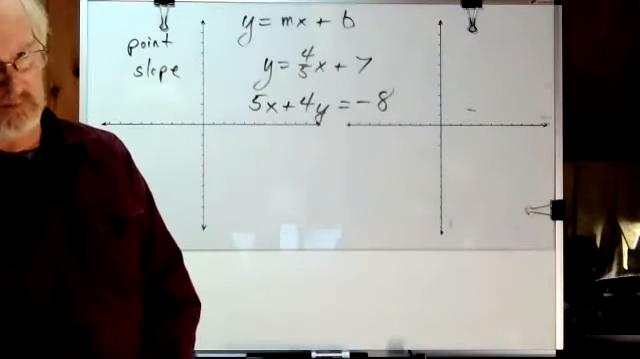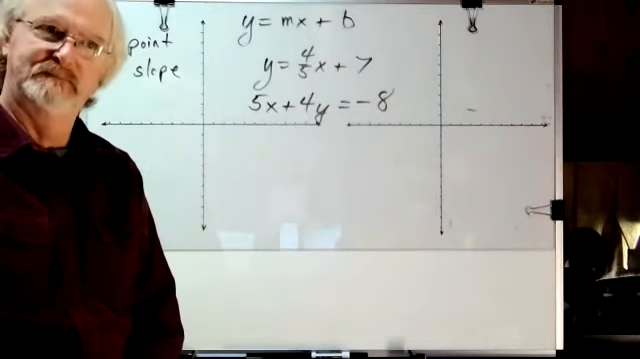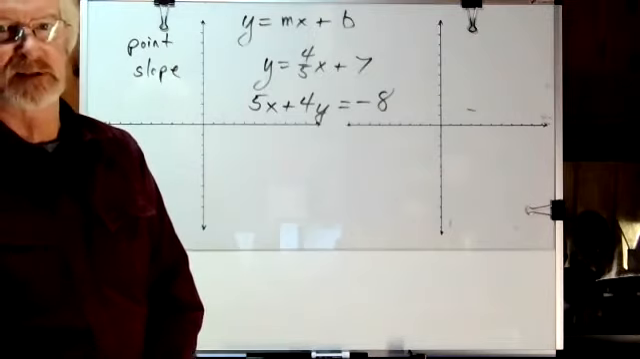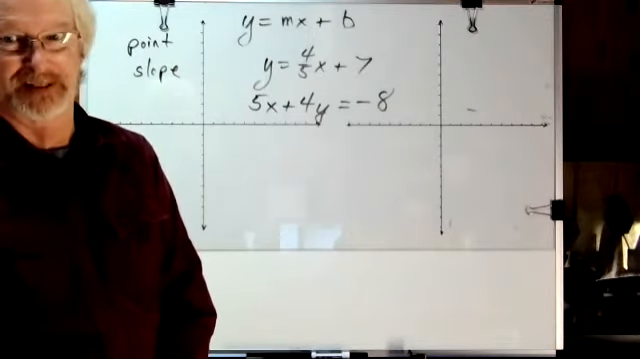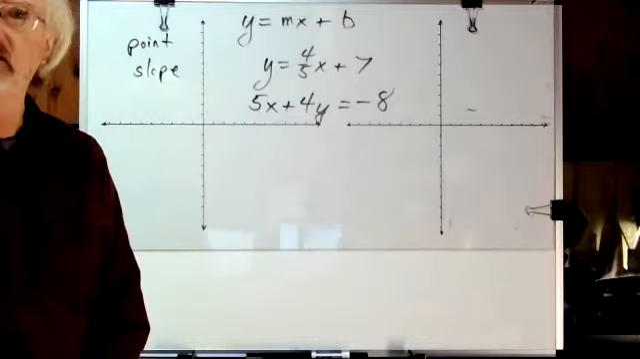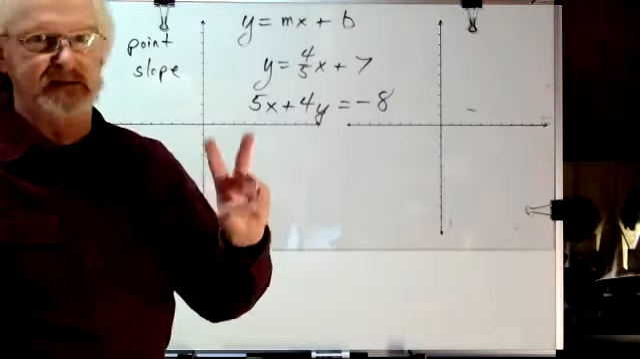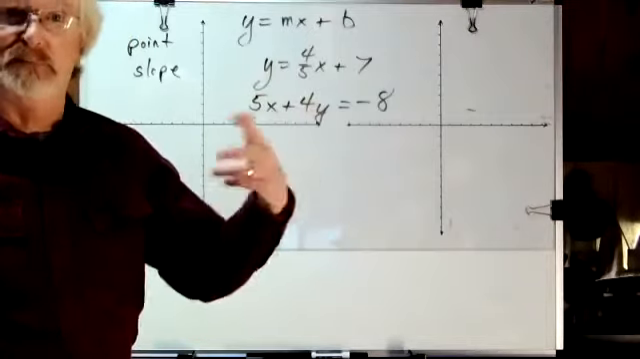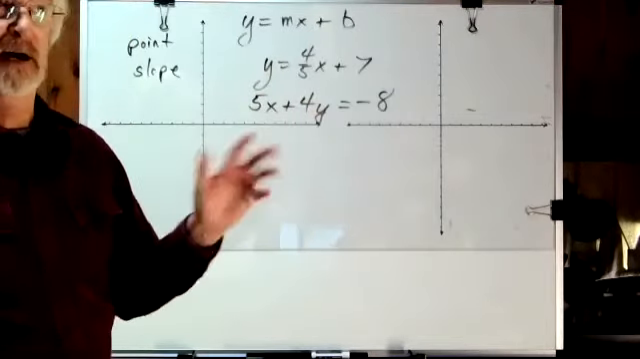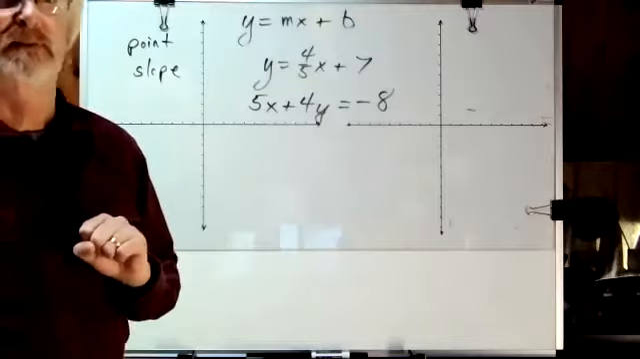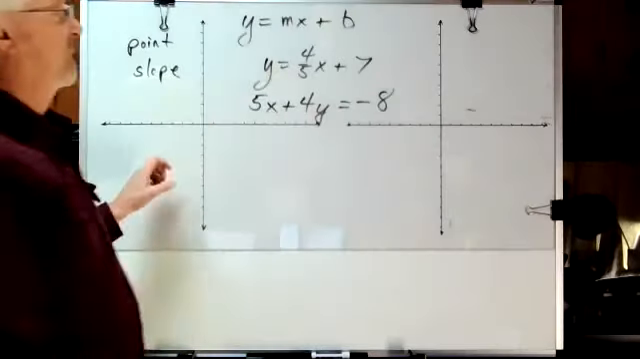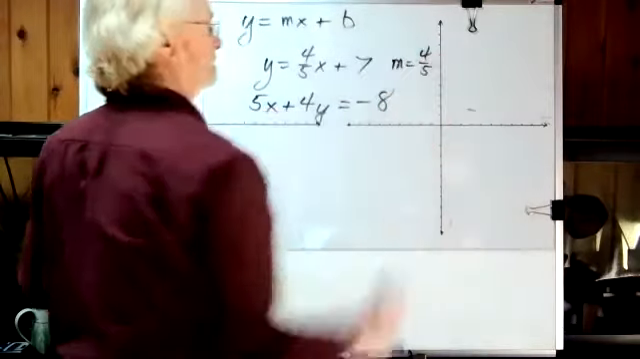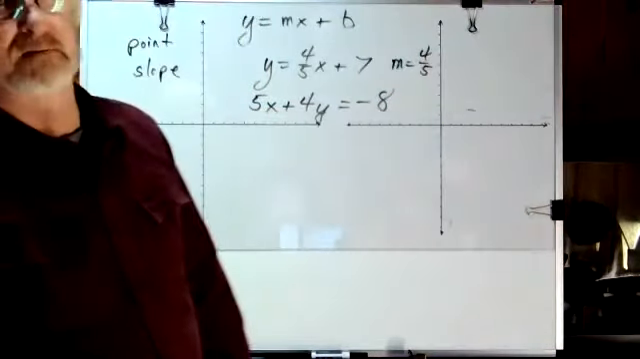Parallel, perpendicular, or neither. Parallel, we know, is same slopes. Hopefully you understand that. Perpendicular, that was two differences in the slope: the slopes have to have opposite signs and be reciprocals of each other. This one I know, 4/5. This one I'm going to solve for y.